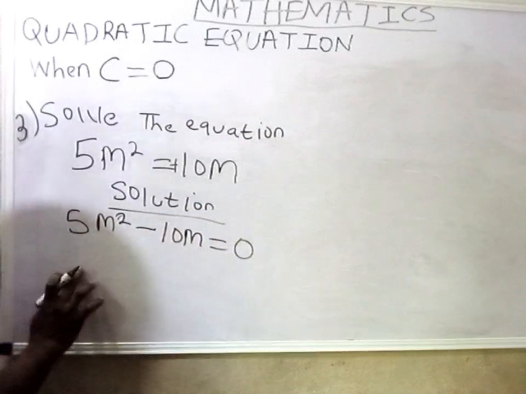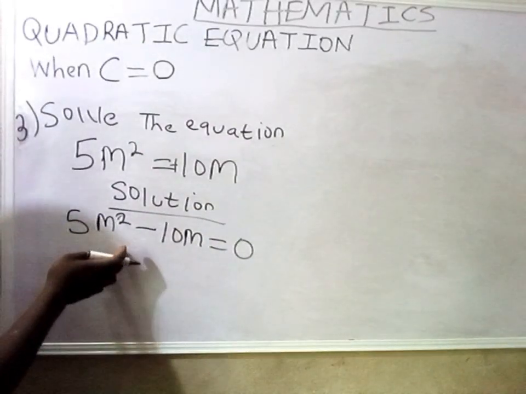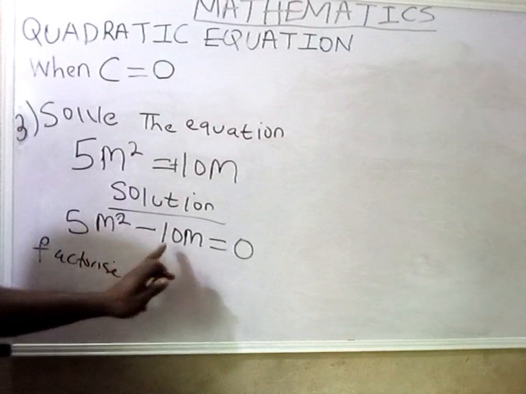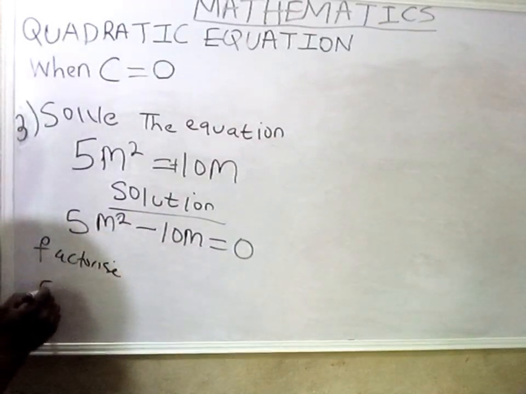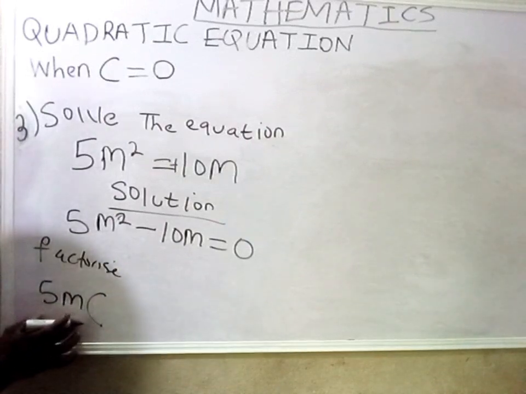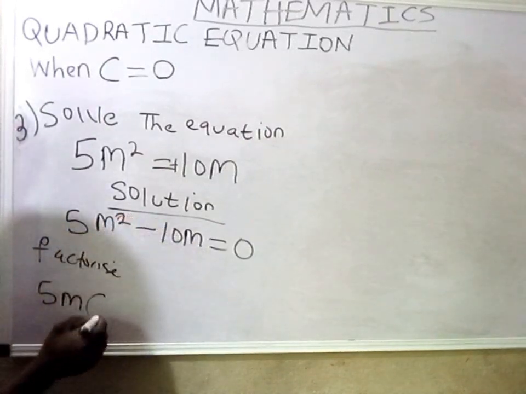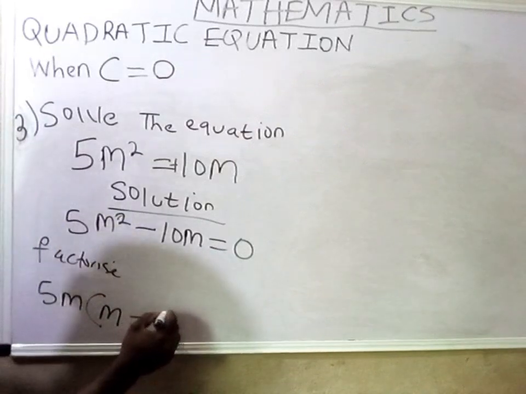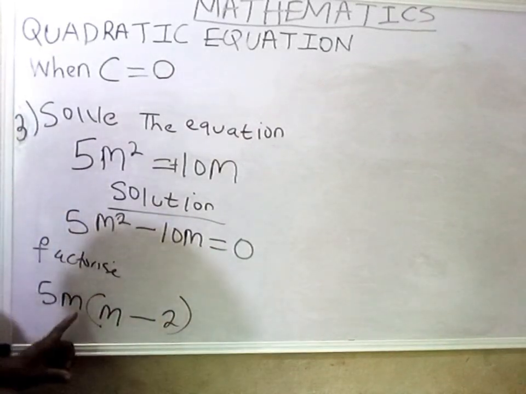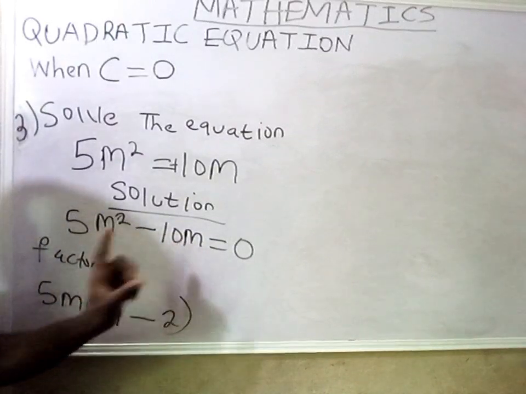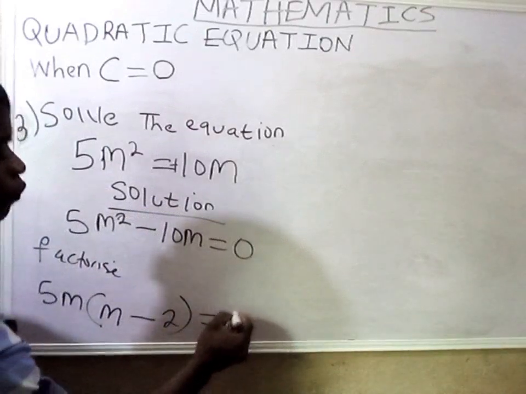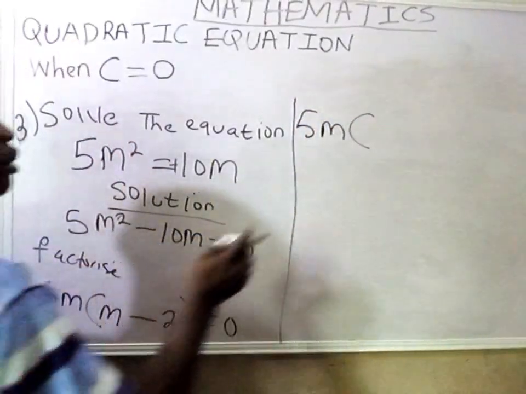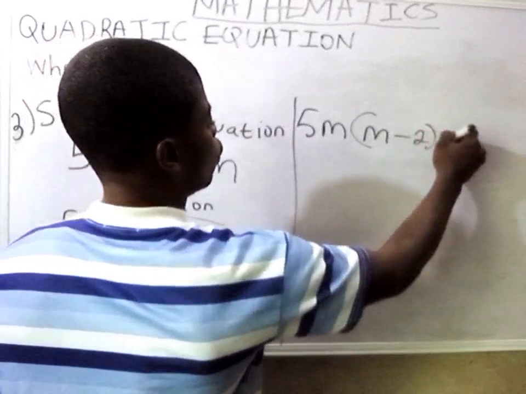The next step we take is to factorize, because m is common in both terms. 5 is common, m is also common. So bring out 5m. 5m into 5m squared, we have m left; minus 5m into 10m, we have 2 left, because this m cancels this m, and 5 going into 10 is 2, equals 0. Then bring the equation together, so it will be 5m bracket m minus 2 equals 0.